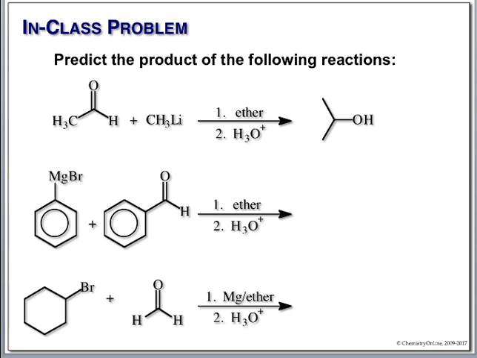Our next one quite simply is a Grignard reaction, isn't it? Here, our anion is simply the benzene ring itself. It will add to the carbonyl carbon. We'll make an alcohol. This will have a hydrogen and 2 benzene rings.